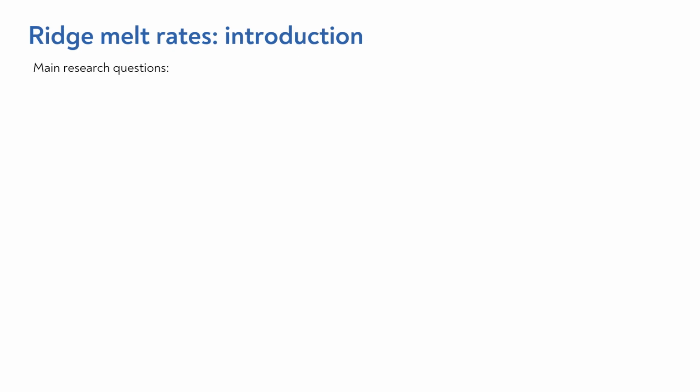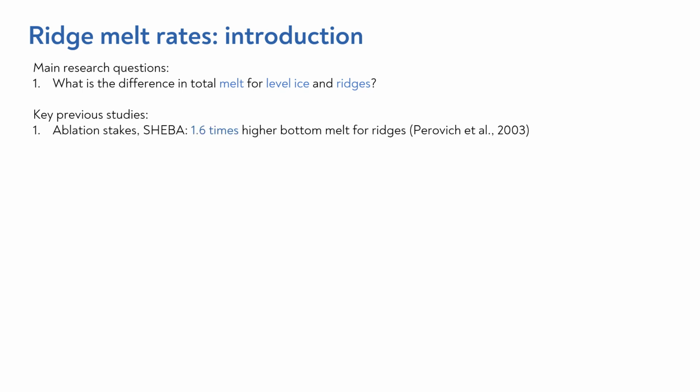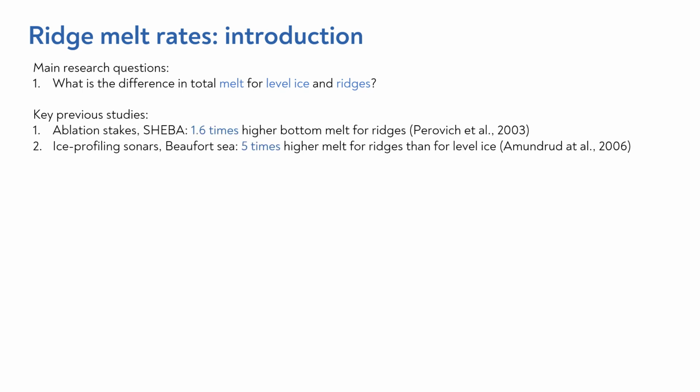The second part of this presentation is about ridge melt. And here we wanted to answer a simple question. What is the difference between melt rates of level ice and ridges? The previous studies, they gave very different values. They range from 1.6 to 5 times larger melt for ridges.